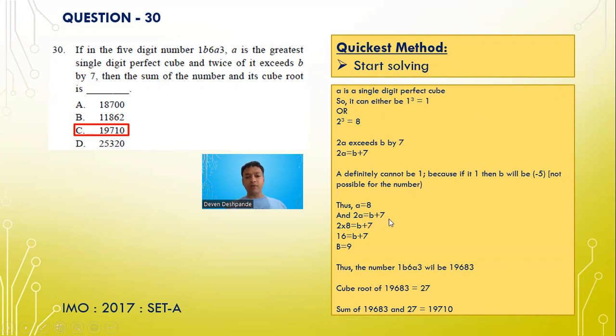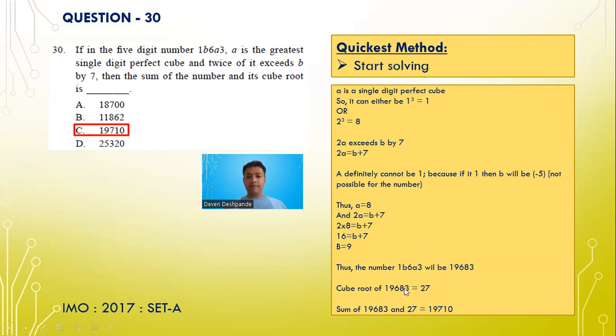So 2A is equal to B plus 7. So 2 into 8 is equal to B plus 7. So 16 is equal to B plus 7. So B is equal to 16 minus 7, which is 9. So we found that B is 9. So in the number B is 9, and A is 8. So the number will be 19683. B is 9 and A is 8, isn't it?